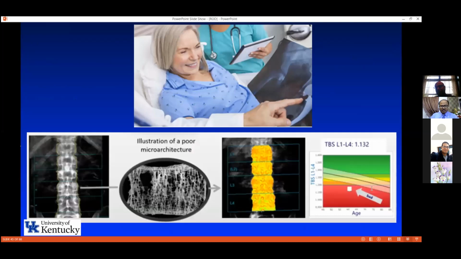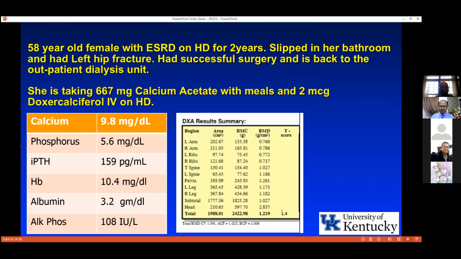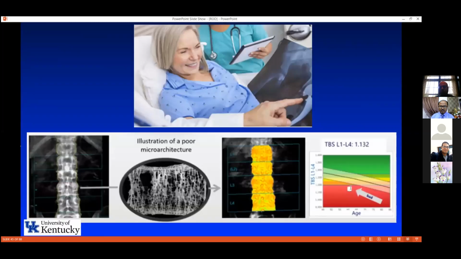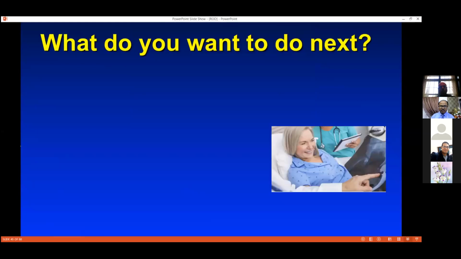So TBS, as you see here, anything in green is normal, anything in red is abnormal, and the yellow is in between. Here is the good, here is the bad. Here, TBS was 1.1. The normal is between 1.2 and 1.4. Anything above 1.4 is good. Anything lower than 1.2 is bad. And hers was 1.1. So despite normal BMD with a T-score of 1.4, she had abnormal TBS, so she probably had abnormal bone quality despite normal bone quantity. So what do you want to do next for this patient?